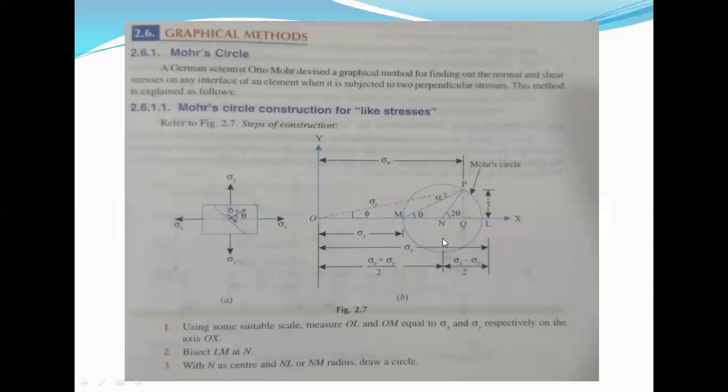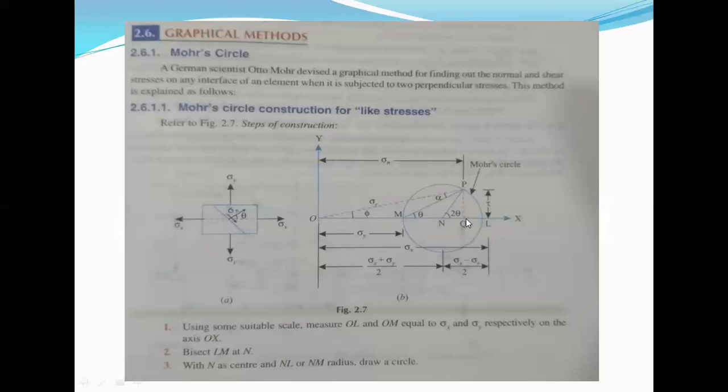And how to find the center point? That's so simple: sigma x plus sigma y by 2, or sigma x minus sigma y by 2. So either we take sigma x minus sigma y by 2 from this end, or we take sigma x plus sigma y by 2 from this end. The point will be the same, and this point is known as N. N is the center point of the Mohr circle.